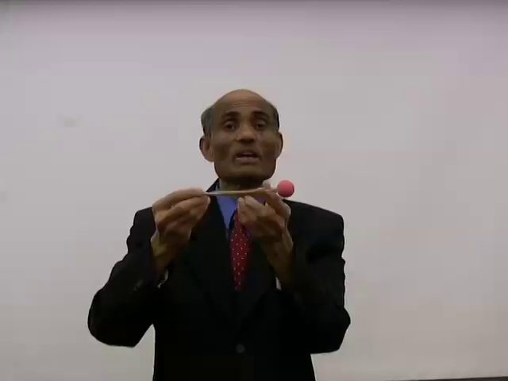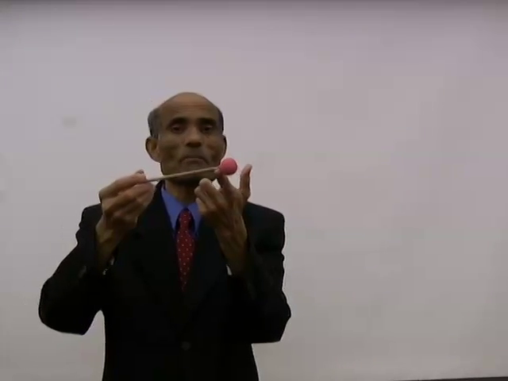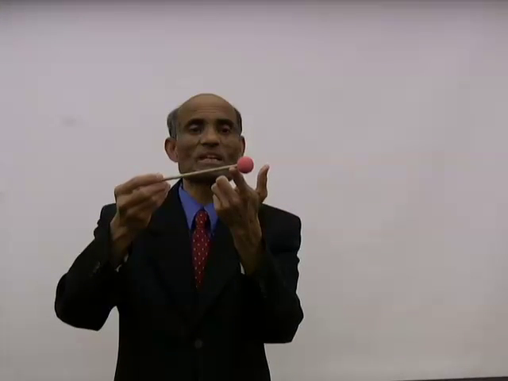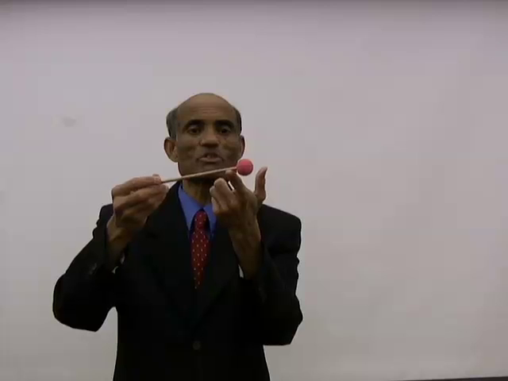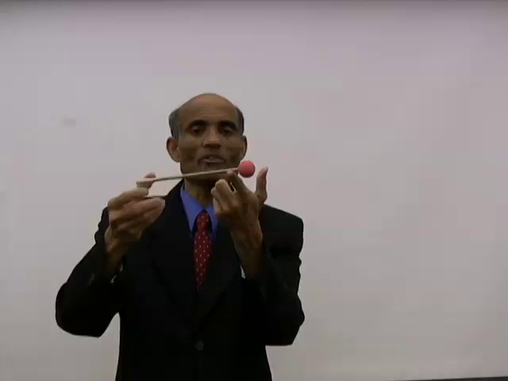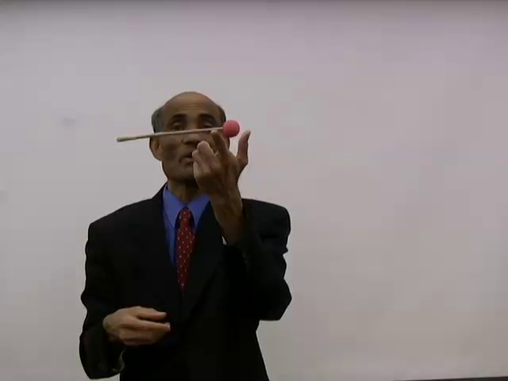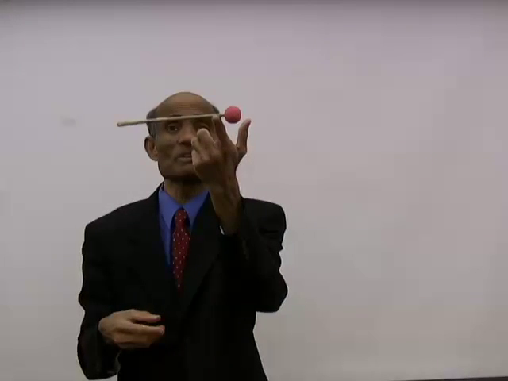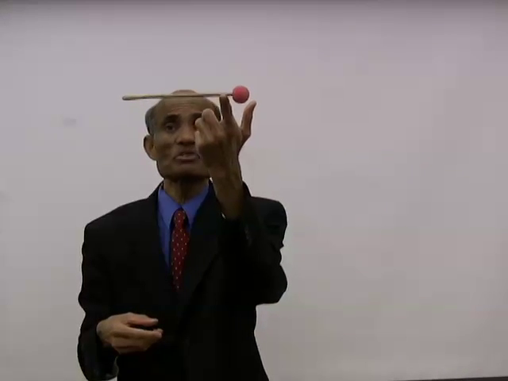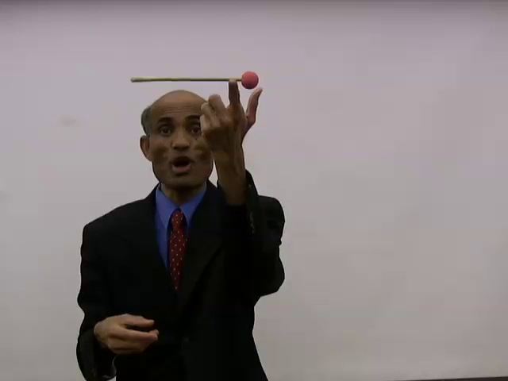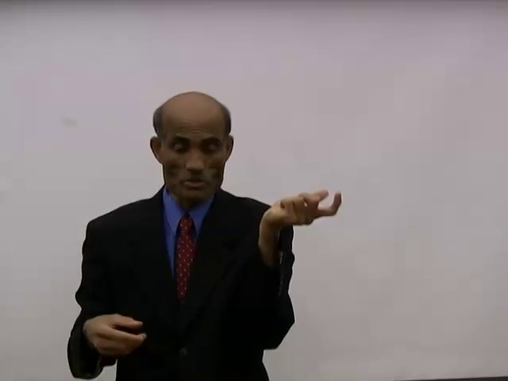Now look at this object. I'm going to try and balance this at its center of mass. Let me see if I can find the center of mass. There I have found the center of mass. Now if I drop it from the center of mass, its motion will be simple. It simply drops like a point object. You see, it simply drops like a point object.